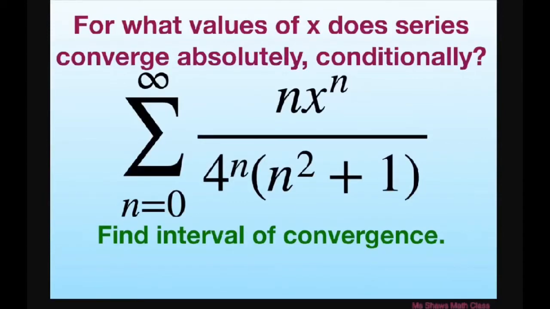Everyone. For what values of x does our series converge absolutely or conditionally? We're also going to find the interval of convergence. First, we need to use the ratio test and take the limit as n approaches infinity of the absolute value of a sub n plus 1 divided by a sub n. Find our limit and then force it to be less than 1 for it to be absolutely convergent.